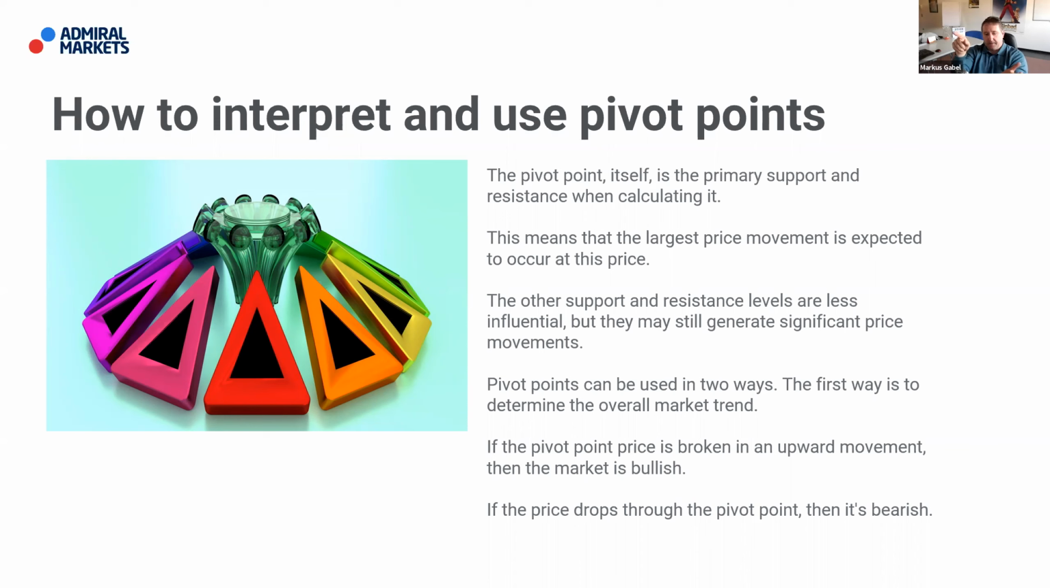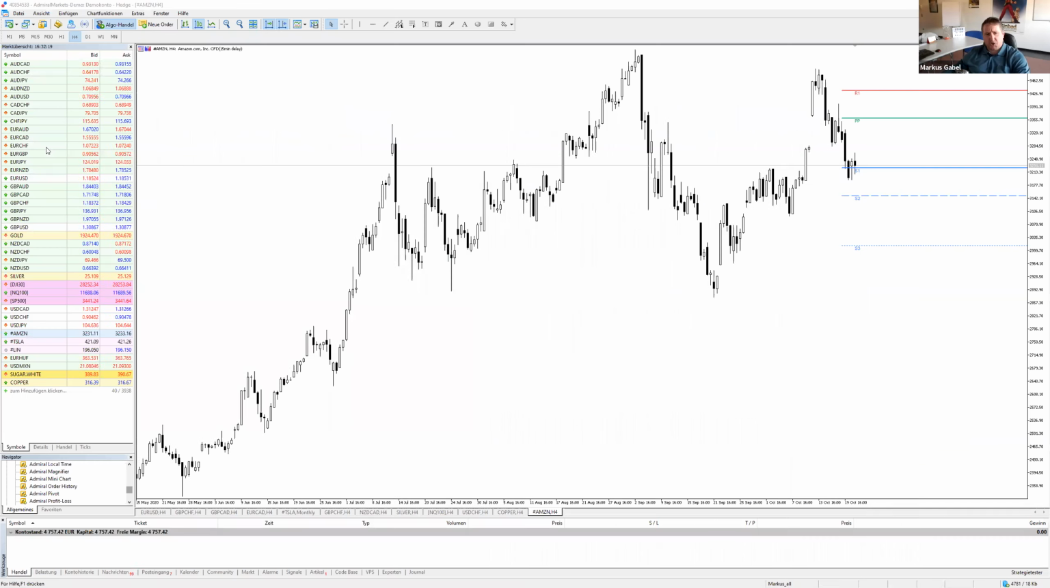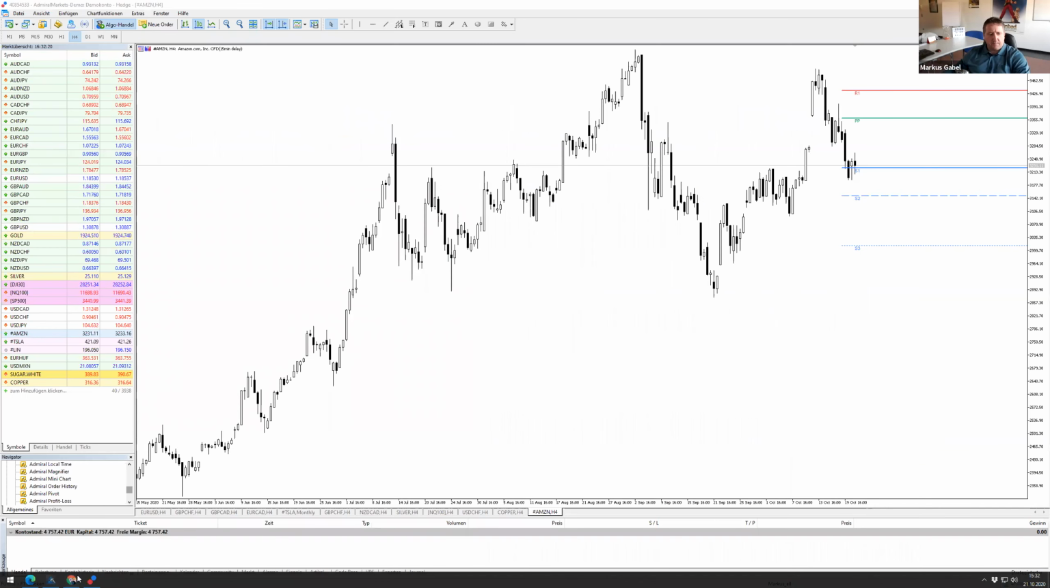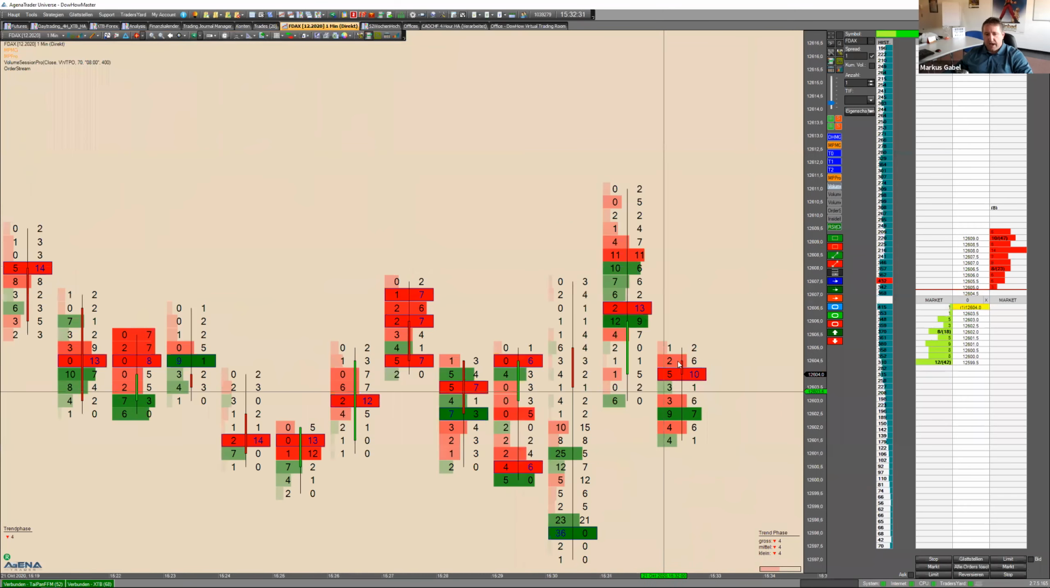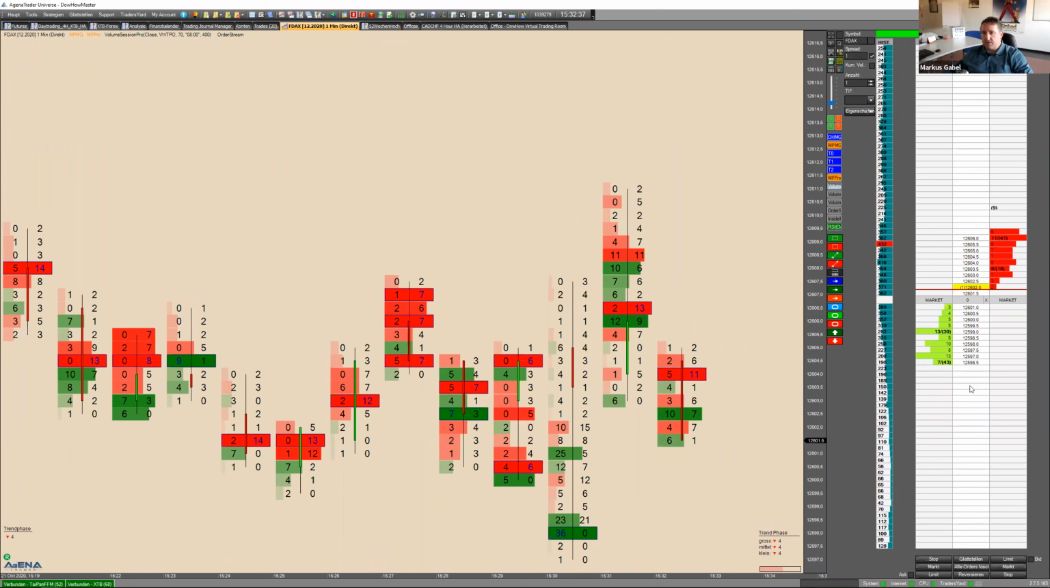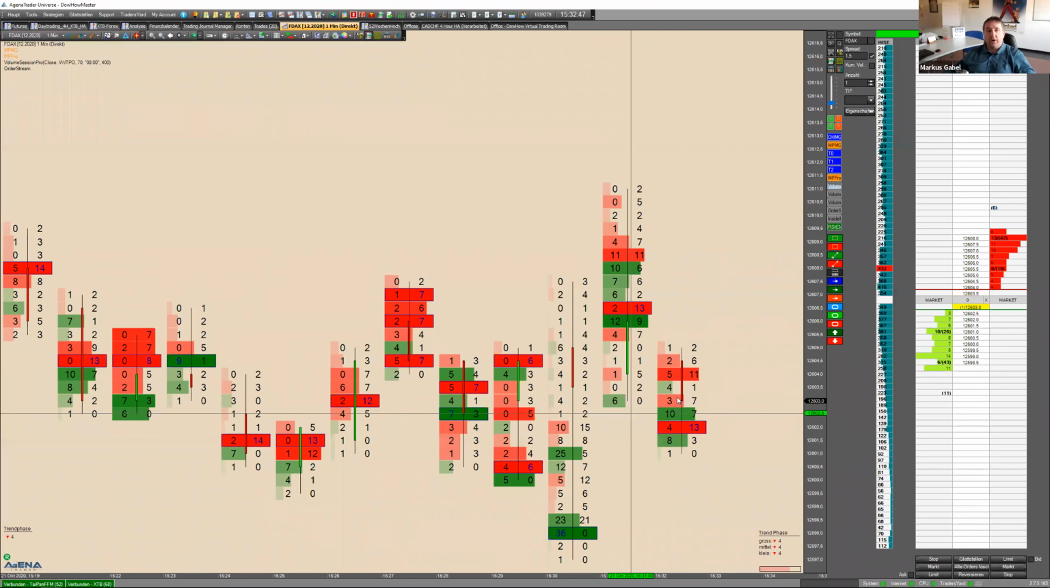Because come on, just a quick look. Let me show you this one. This is the book map. So you can see this is the real book map, on the right side. Can you see a pivot point there? That's the book map. Can you see a pivot point there? I cannot see a pivot point. Can you see a pivot point in the chart?